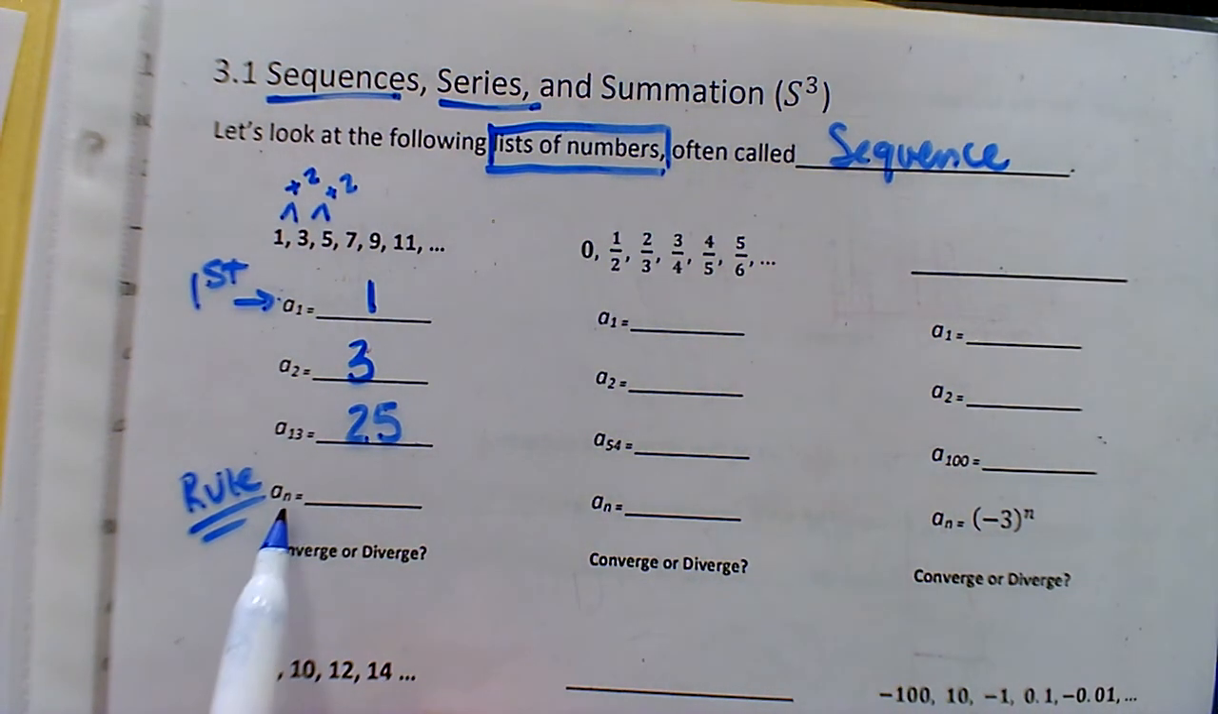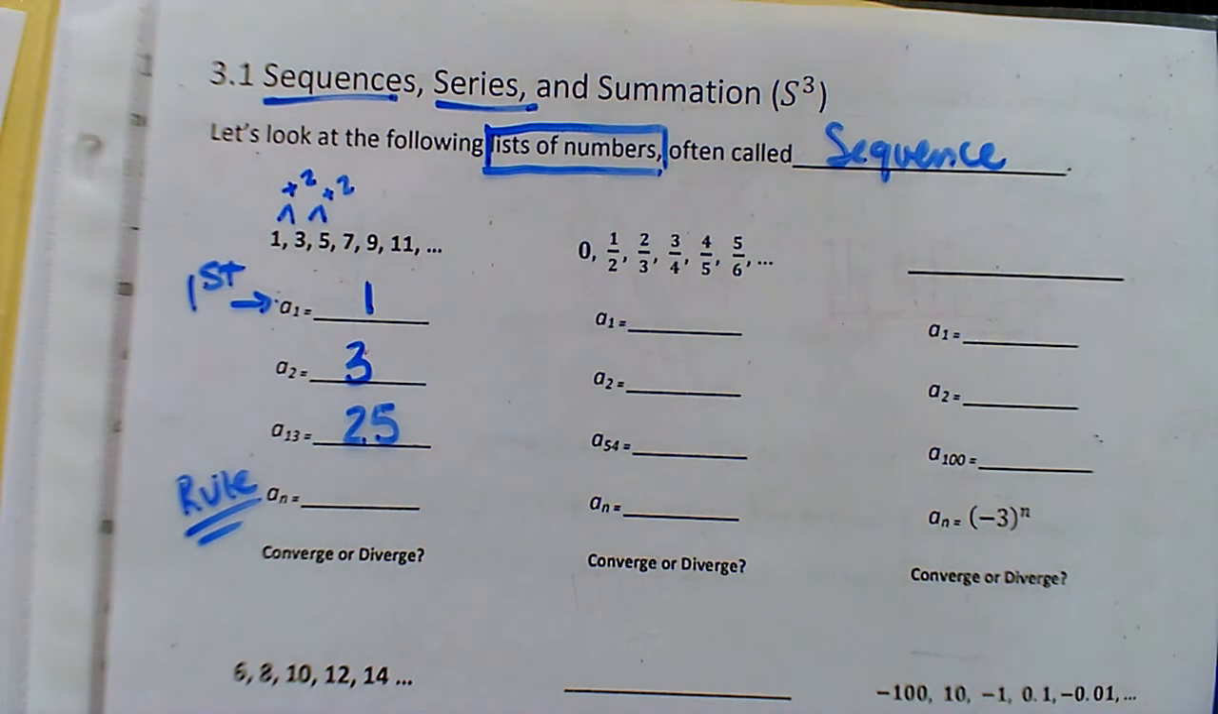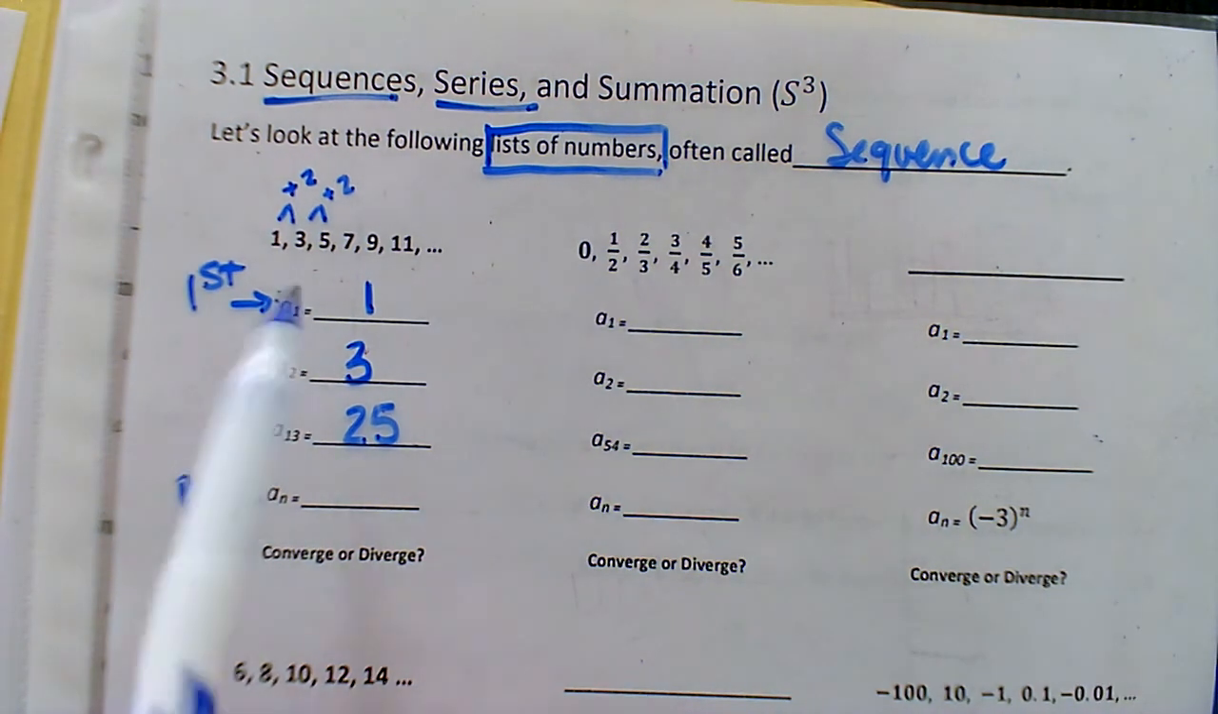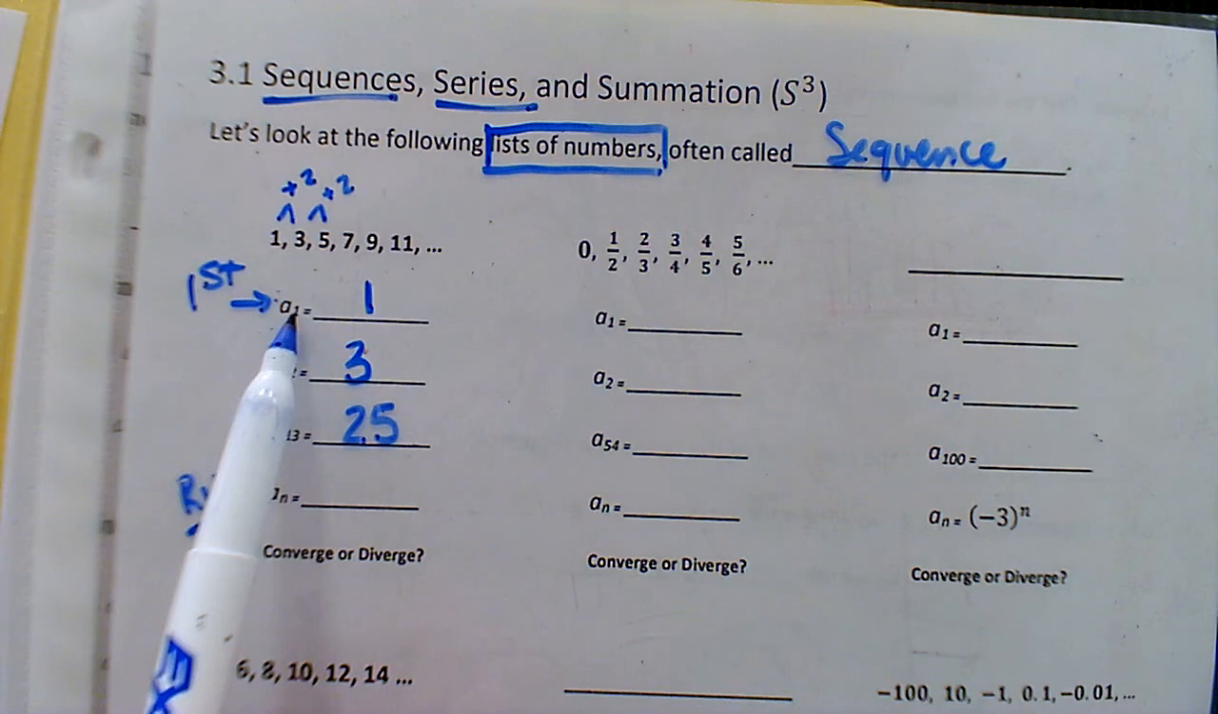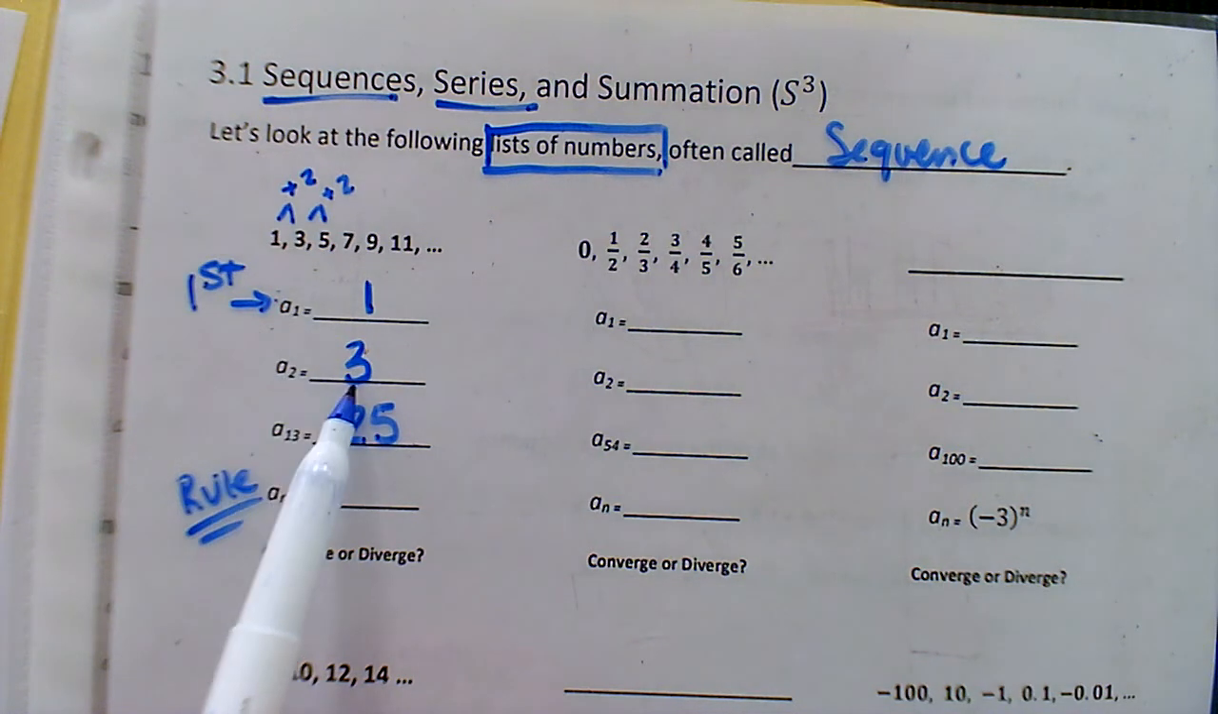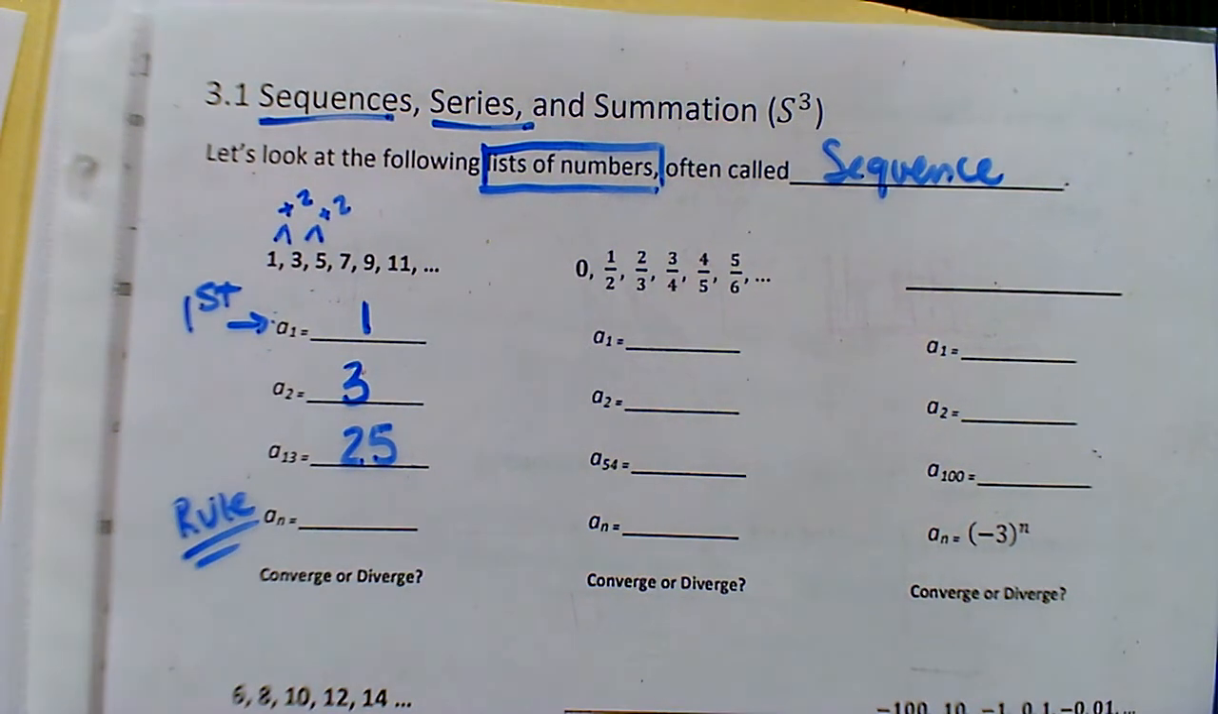Bless you. Think about n as your variable. Maybe you want to use x instead. So if you plug in an x value of 1, you get out 1. If you plug in 2, you get out 3. You plug in 13, you get out 25.